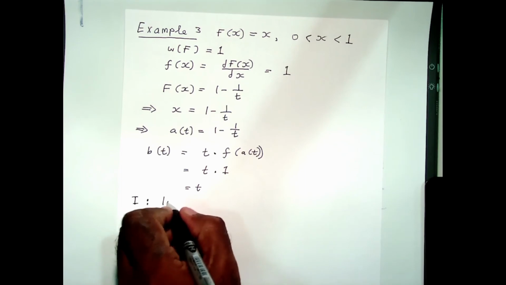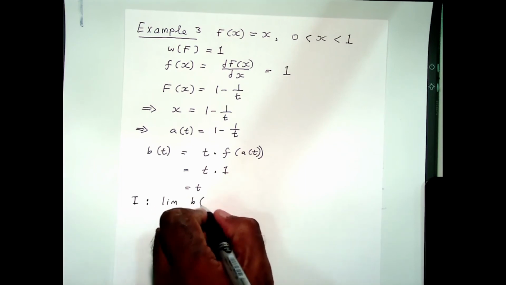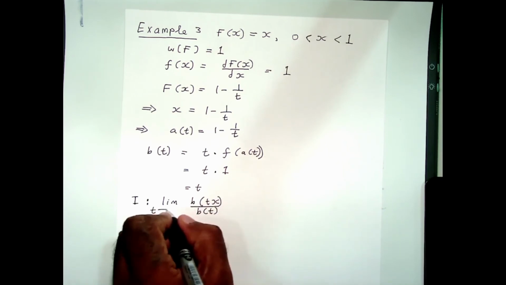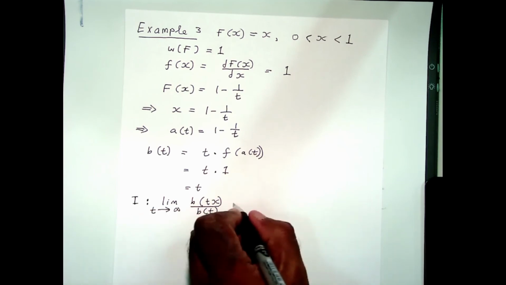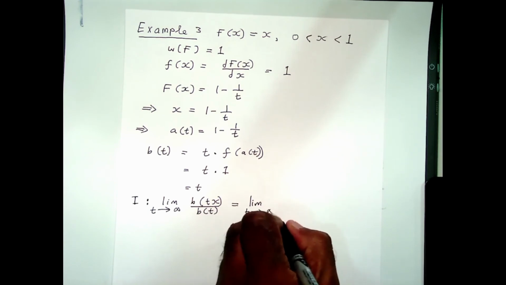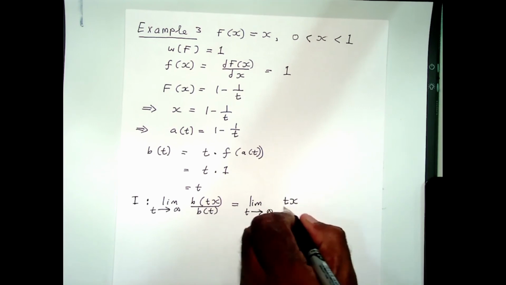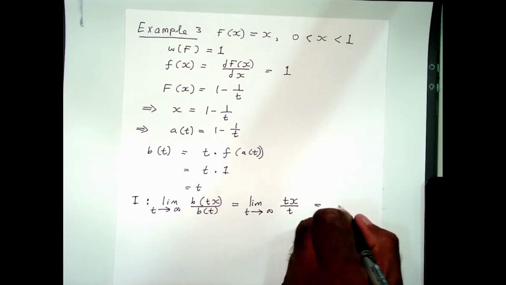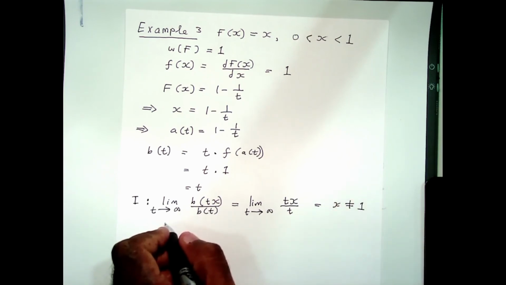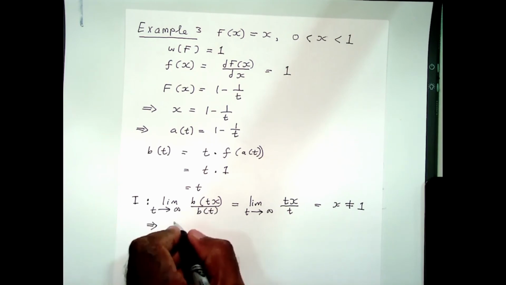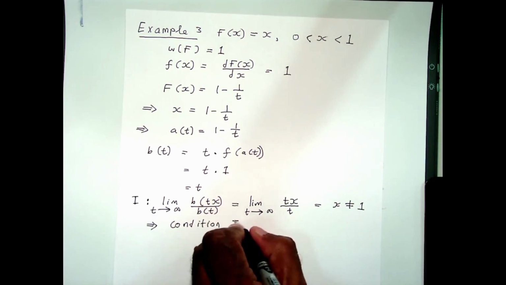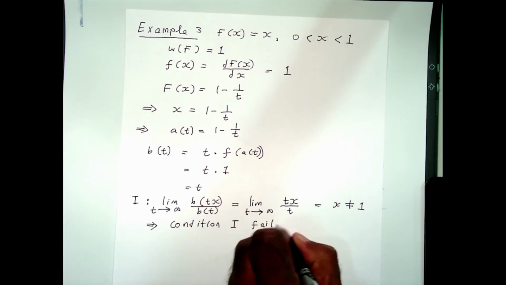Condition 1 says that the limit of this must be 1. Let's see if it is 1. And this is equal to x, and it's clearly not equal to 1. So hence condition 1 fails to hold.